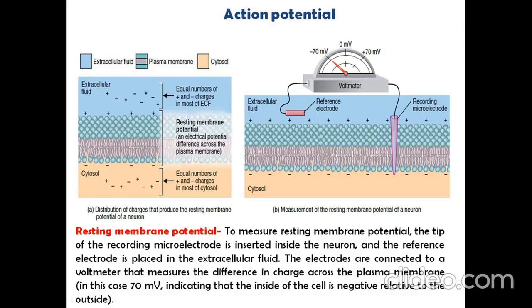Now the second one is the measurement of the resting membrane potential. It means the recording electrode is put in the neuron and the reference electrode is put in the extracellular fluid, and both are attached to the voltmeter and they measure the changes in the membrane.